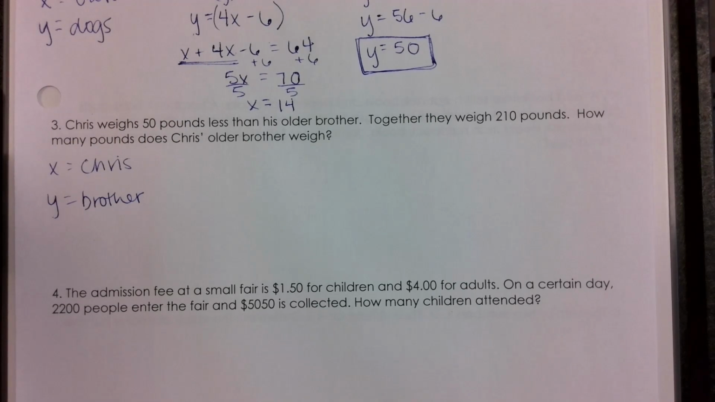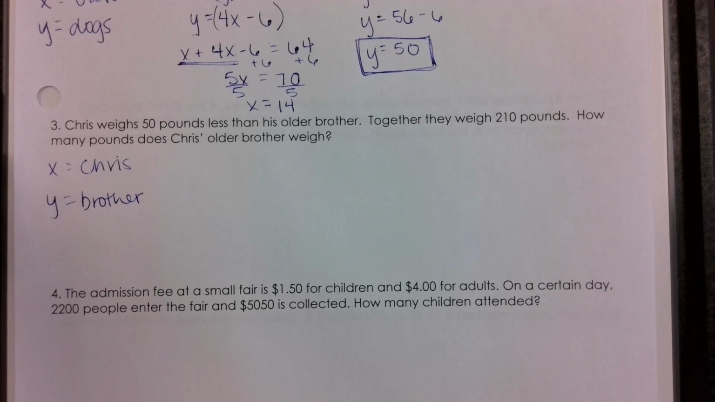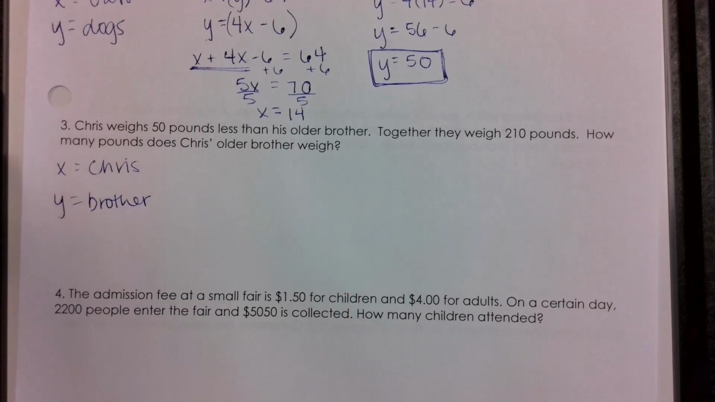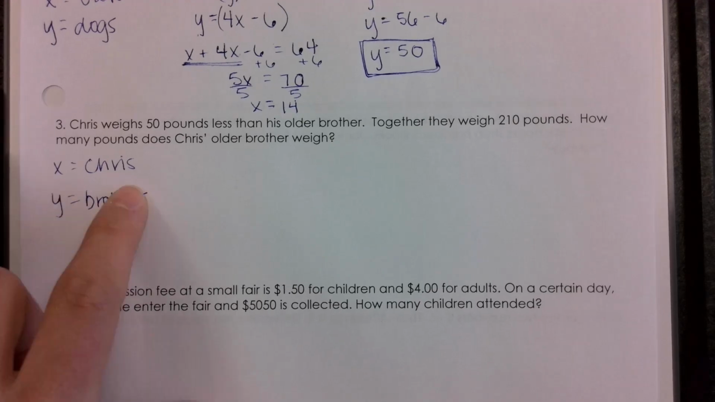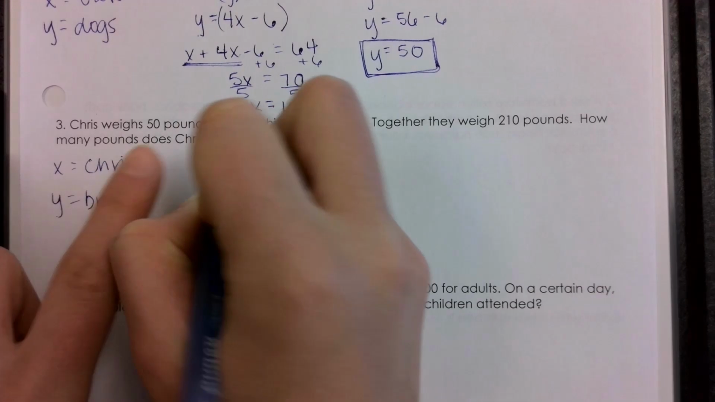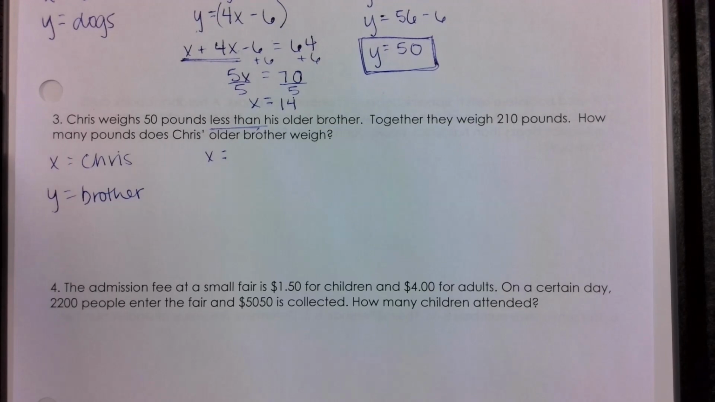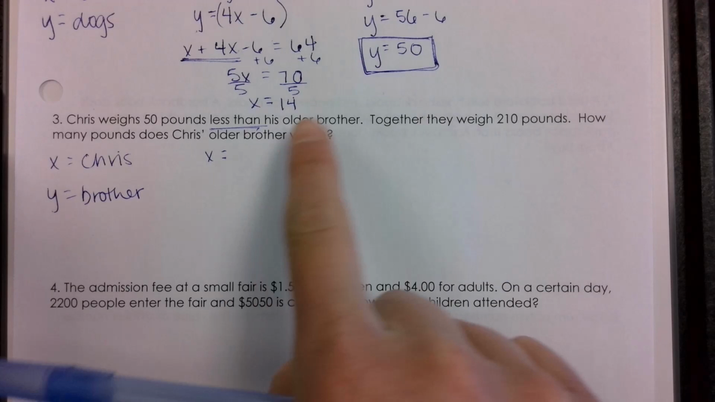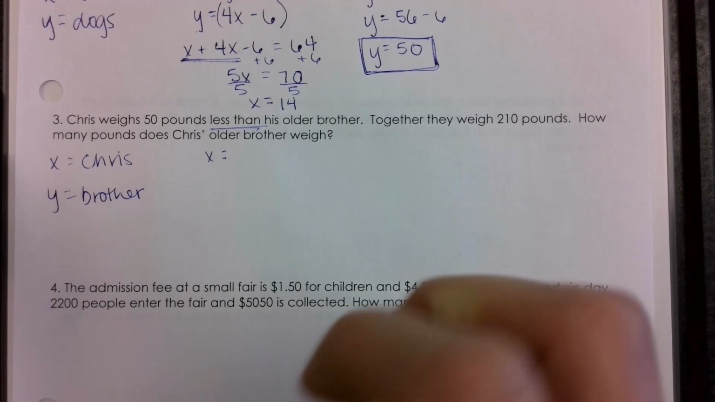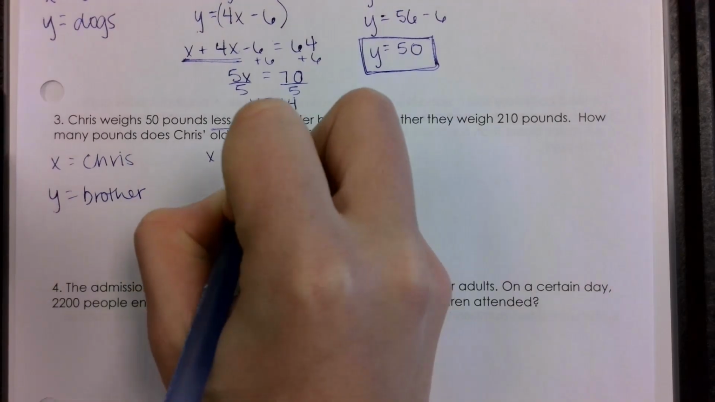So what do they tell us about Chris and his brother? What do we know? So Chris weighs, how do you think we could write that? In like math or algebra. X equals, yeah, because we know that Chris is x. So we'll say x equals 50 pounds less than his older brother. So again, when you see that less than, what do you have to do? Flip the order. So what variable are we using for the older brother? Y. And then less than is minus 50 pounds. Is that okay?